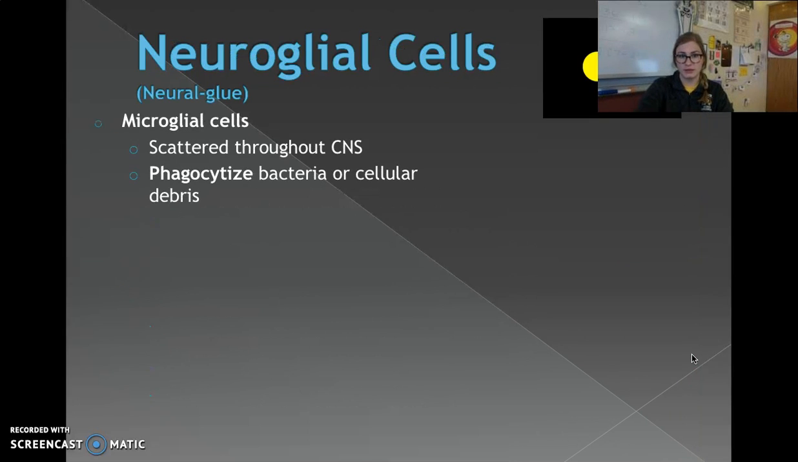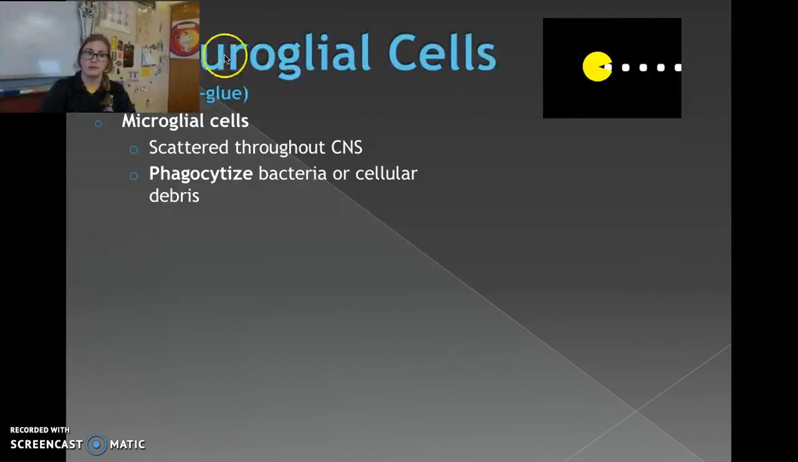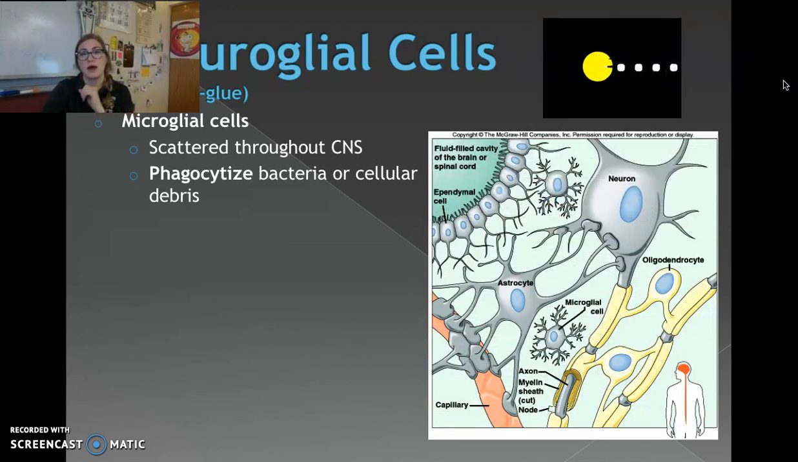So neuroglial cells, or the neural glue. I got my little Pac-Man. There you go. Just know that this says neuroglial. So we have Pac-Man going up here. Microglial cells phagocytize bacteria or cellular debris. Microglial cells remind me a lot of Pac-Man, eating those little dots, I don't even know what they're called. They walk around or float around, and they phagocytize all of the bacteria or cellular debris that is gathering around the neurons.